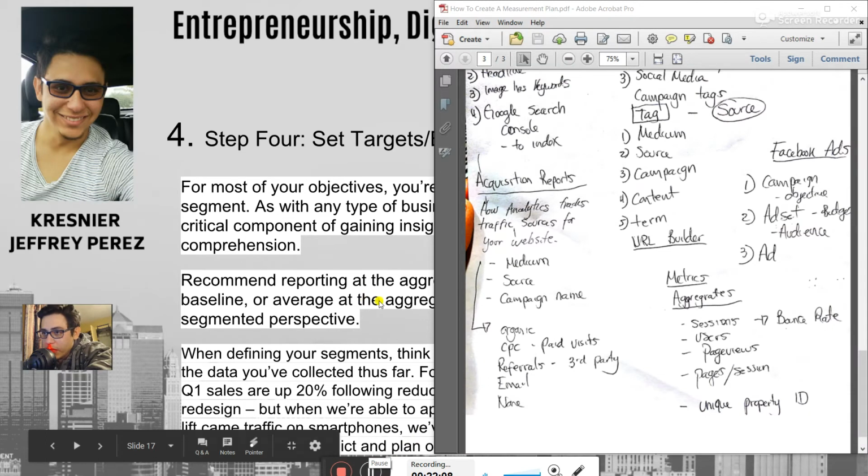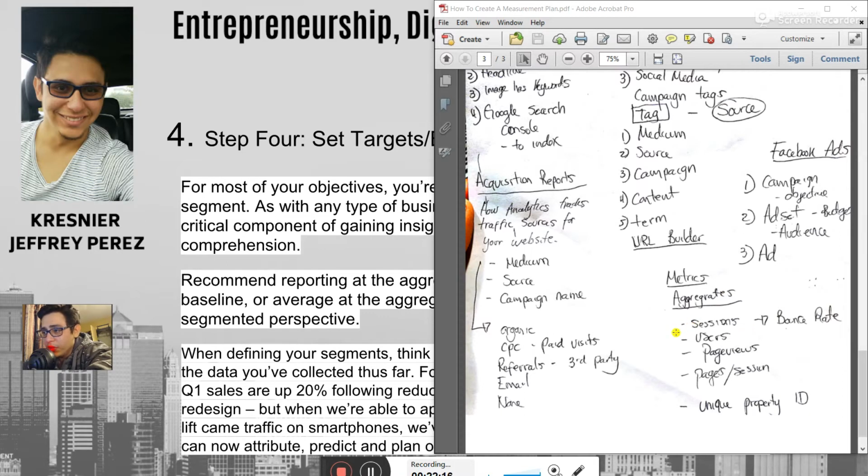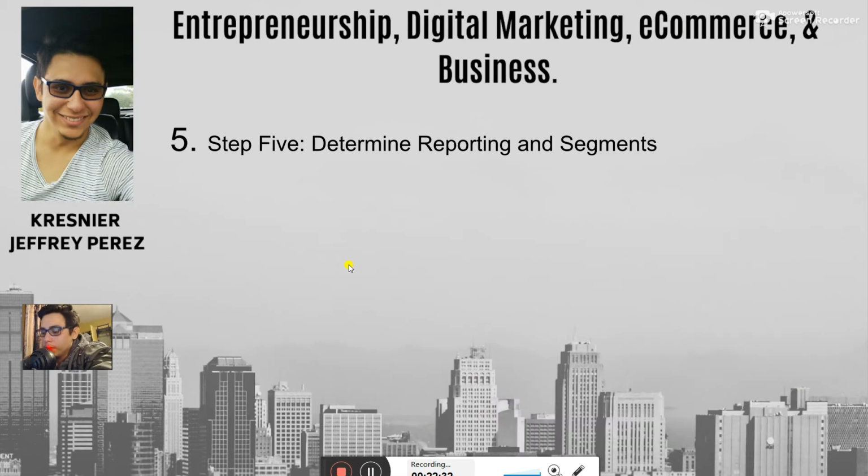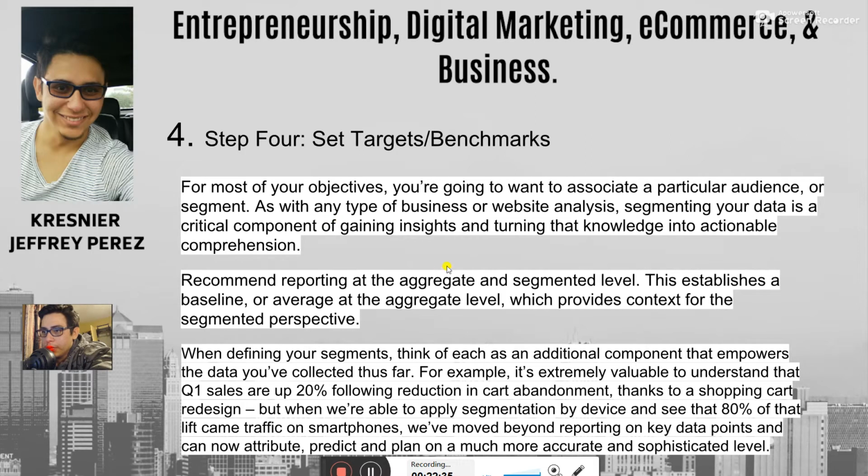So you will see how it mentions aggregate data. The aggregate metrics could be sessions, whenever somebody visits your website and how long they stay on it, users, page views, page sessions, or unique property IDs. That's kind of what it means by aggregate. It's based off these metrics. And I'm referring to this right here, recommending your reporting at the aggregate and segmented level. So they're saying based off specific behavior like user, session, and so on.